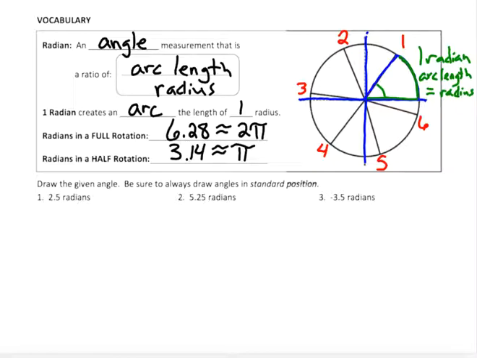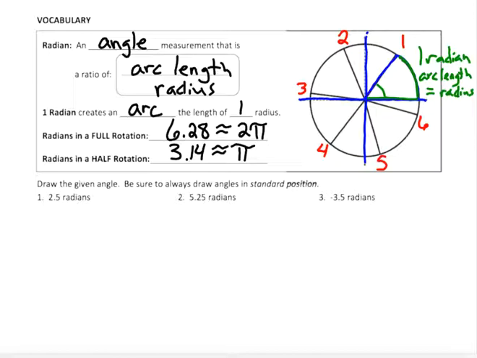When I want to draw different radian measures, it's much different than degrees. In degrees, we have 360 degrees in a full rotation. Here we have 6.28 radians. So if your calculator is in the wrong mode, your answers are going to be much different. 1 radian is about 57 degrees. That's not a precise measurement, but it's an approximation.